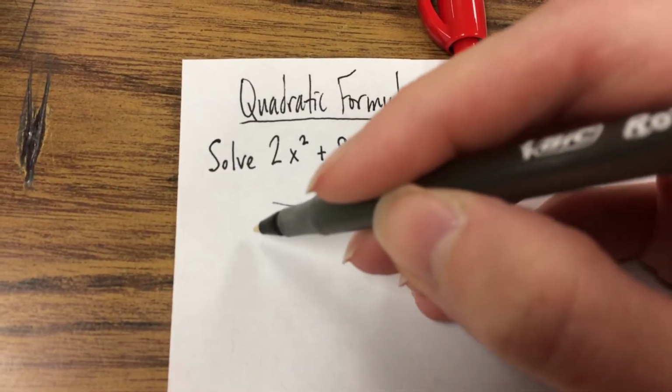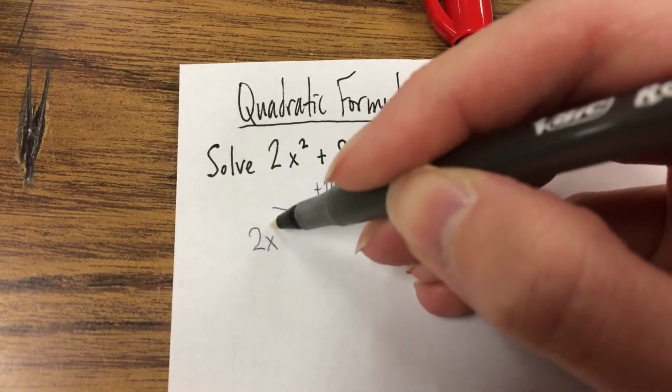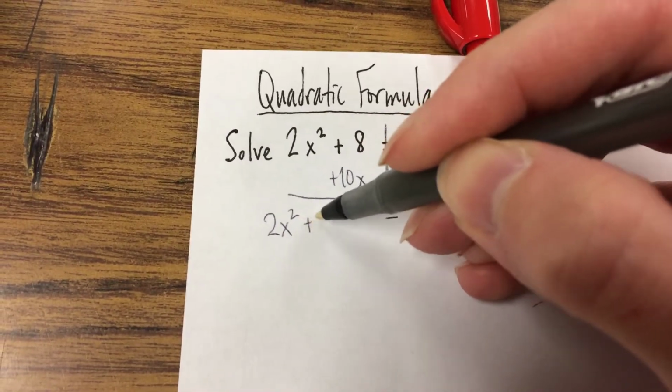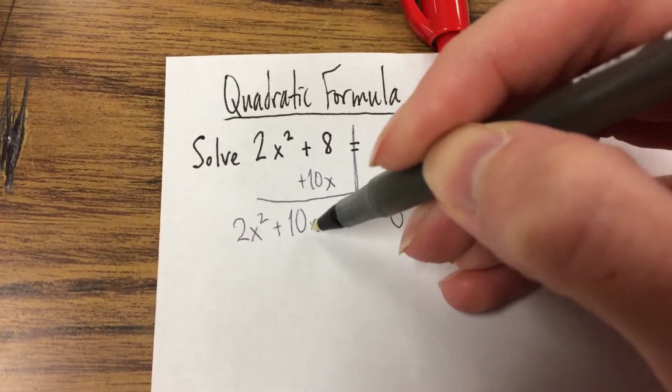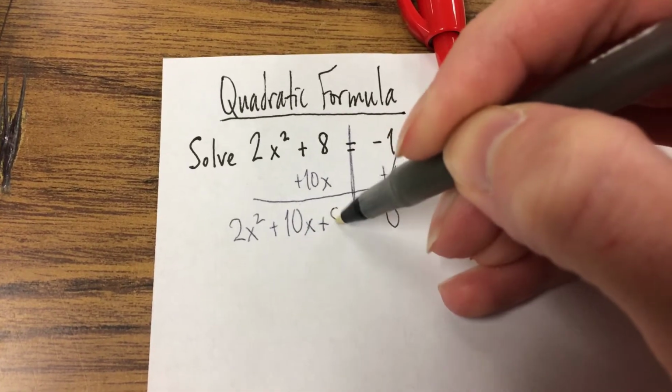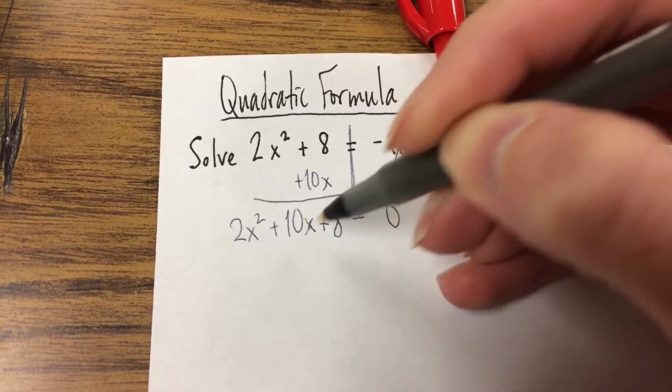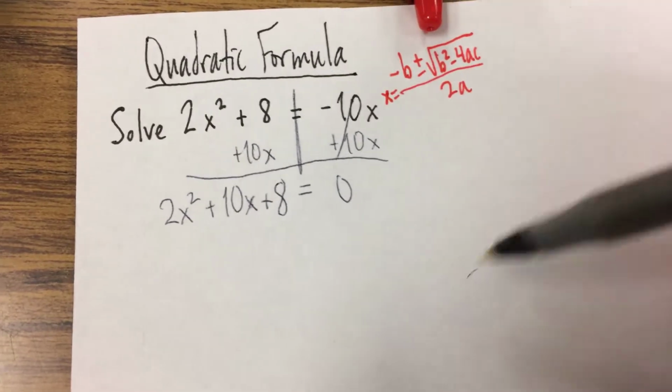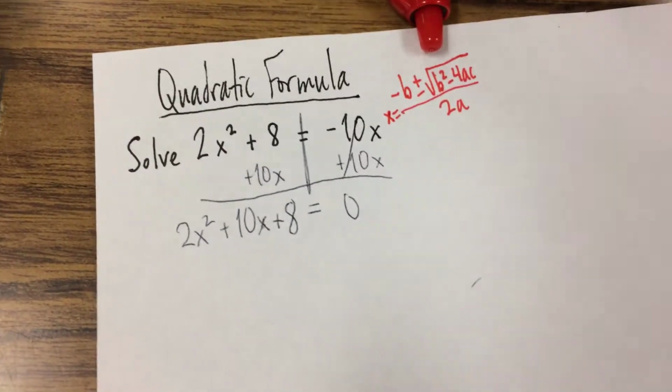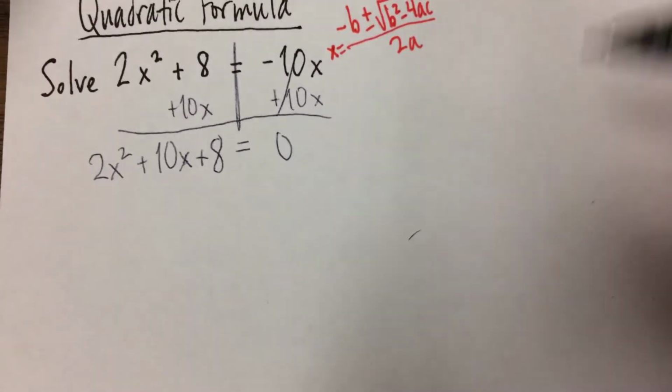And I'm going to put it all in order so that we can have it in standard form and we can easily see our a, b, and c. 2x squared plus 10x plus 8 equals 0. If it was out of order, you have to put it back in order. Alright, so we got our standard form.